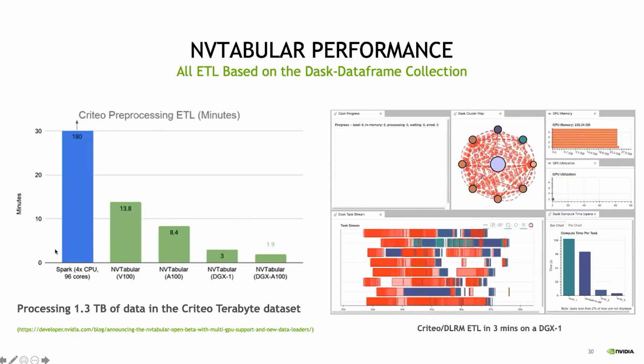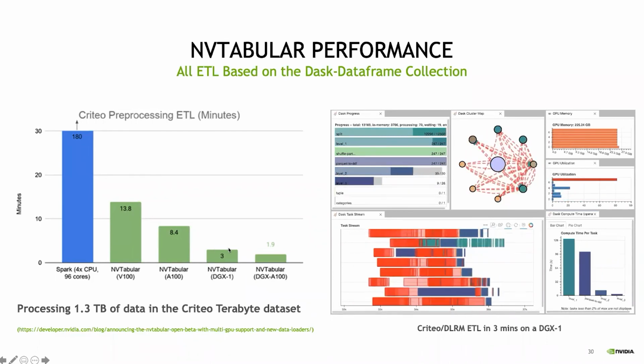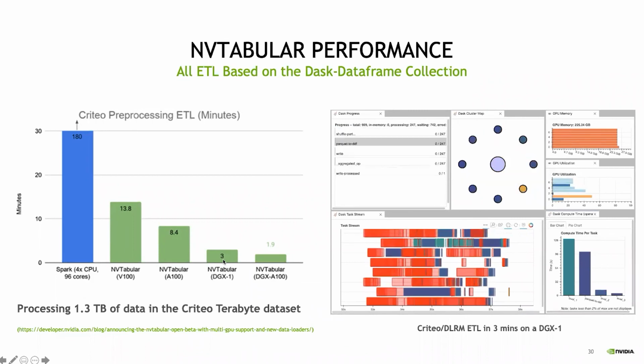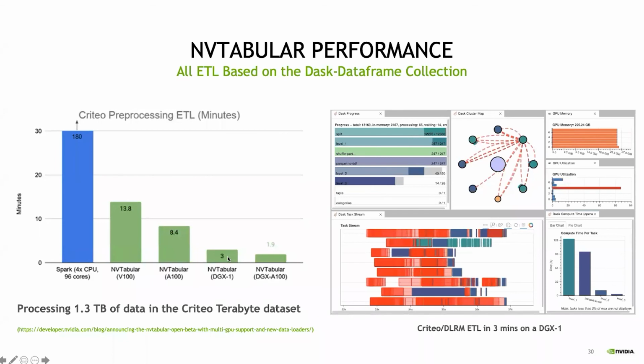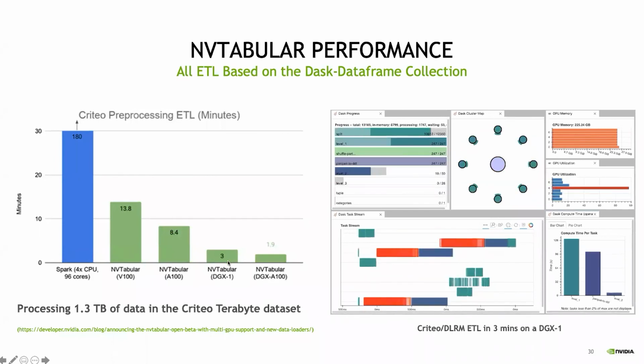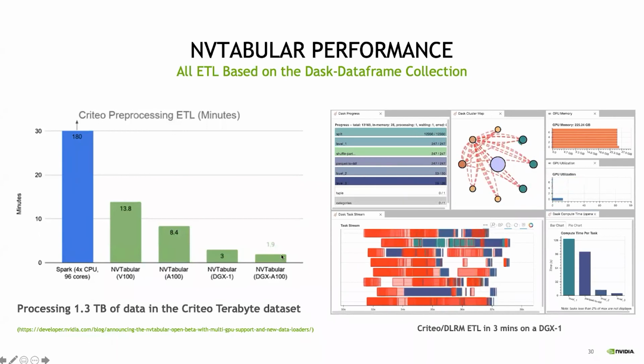using this Spark reference, it takes 180 seconds. Using NVTabular on 8 GPUs of a DGX1, it goes down to about 3 minutes. I can say that this goes down even further. It's like 2.5 minutes using Mads's most recent spilling work, but it goes even lower than that with A100.